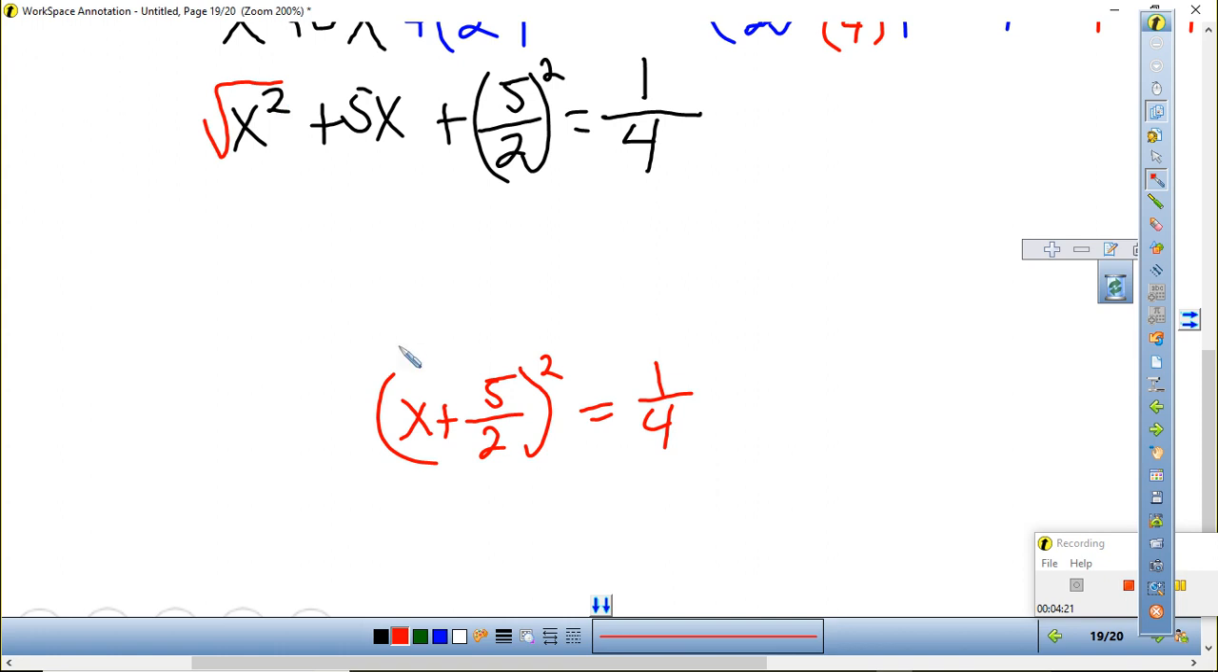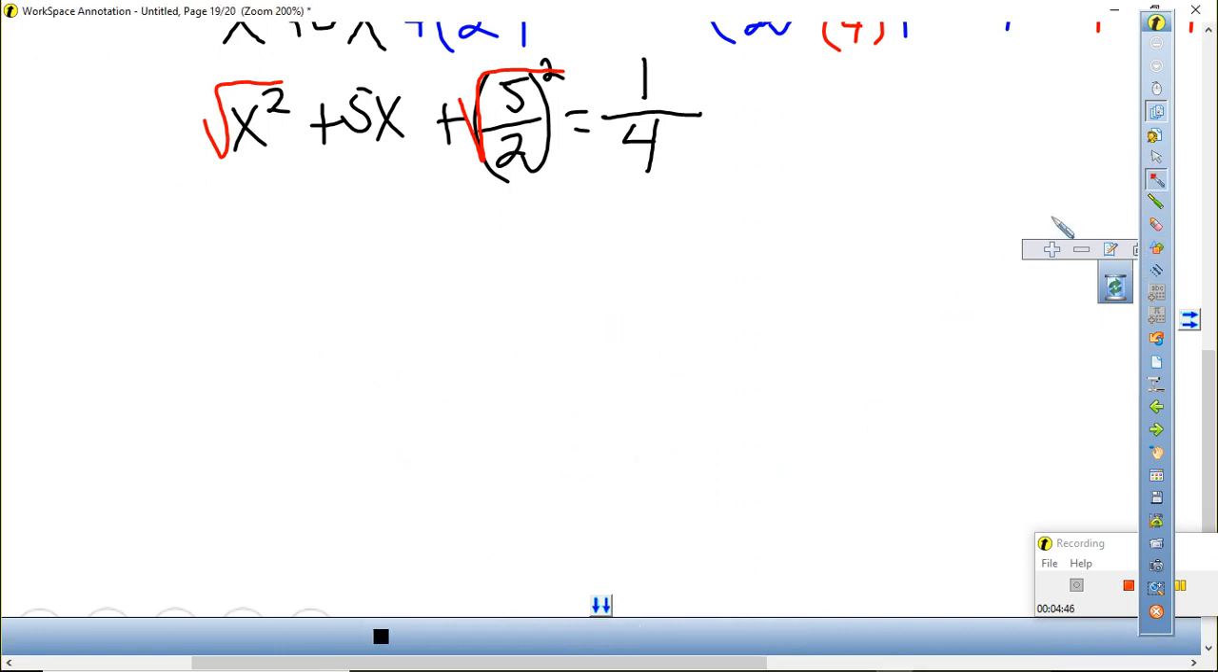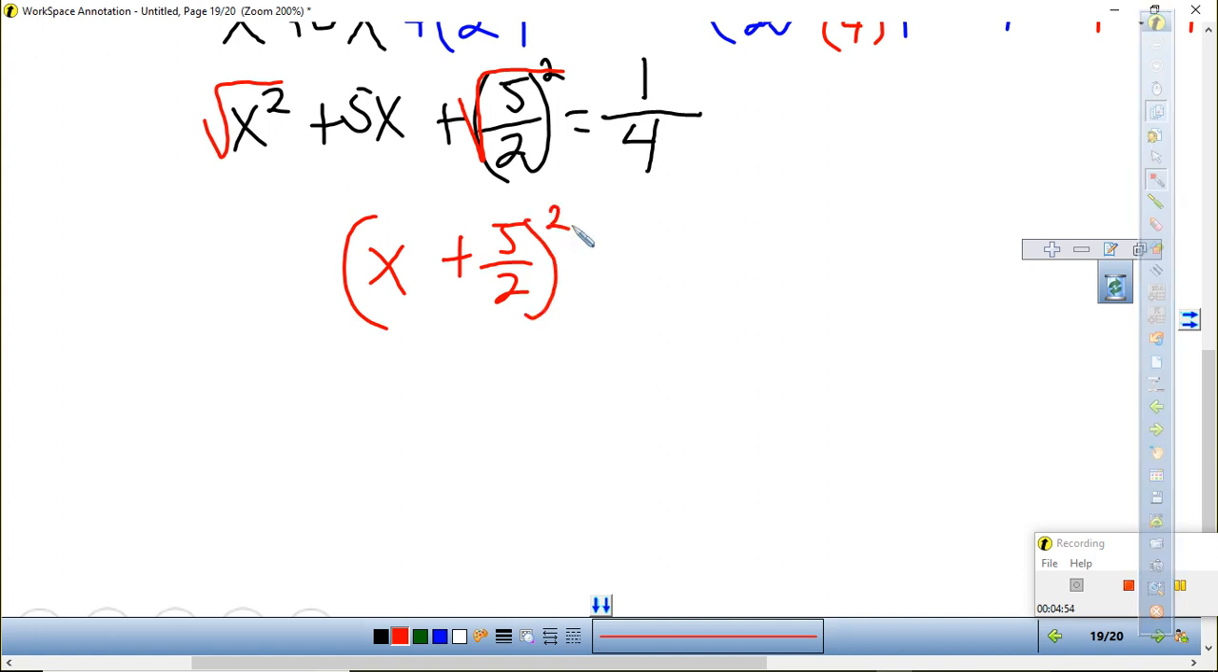Square root of the first. Square root of the last. Why do I get 5 over 2? Because the square root cancels the squared. Instead of doing that extra step. Does everybody follow? Okay, so therefore don't do the step that I just showed you. I just showed you to save a step in the process. You go from here to here. X plus 5 over 2 squared equals 1/4. Are we there so far?